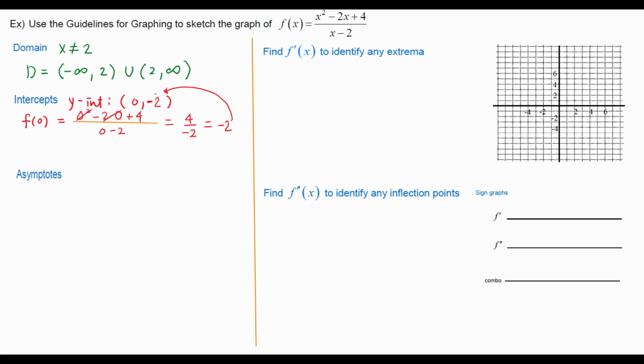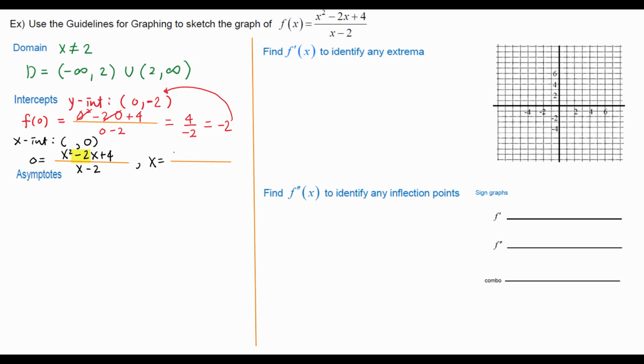Let's find the x-intercept now. For the x-intercept, we set y equals 0. And y is f of x. So we set 0 on the left, and I have quantity x squared minus 2x plus 4 over x minus 2. And this rational expression is 0 when the numerator is 0. And I don't think my numerator factors. So you can use the quadratic formula, and that was x equals negative b. So that's the opposite of b, and my b is negative 2.